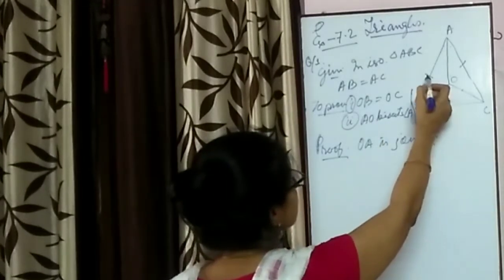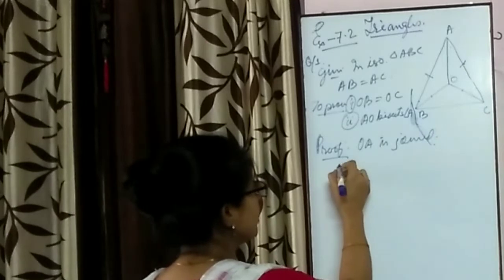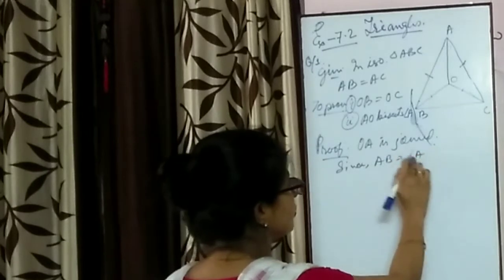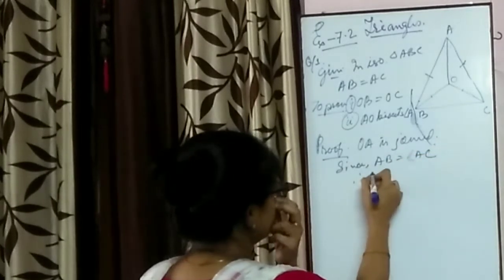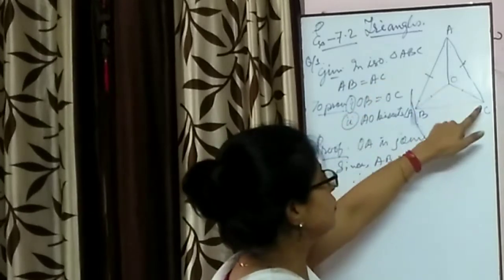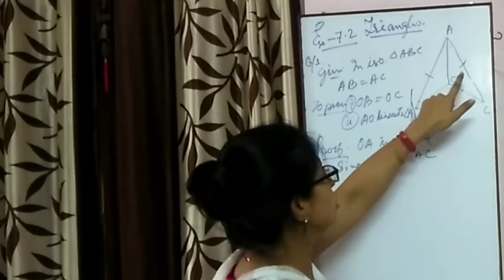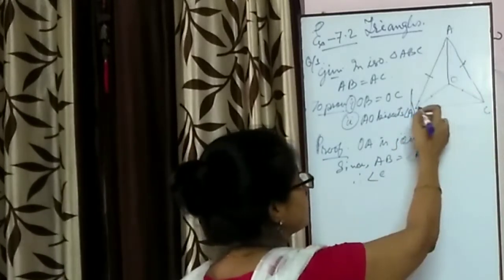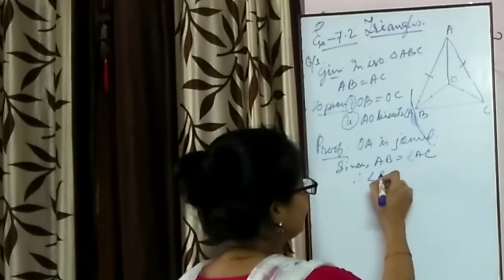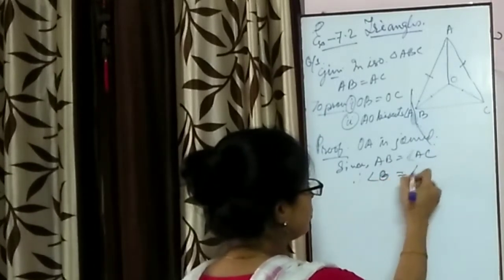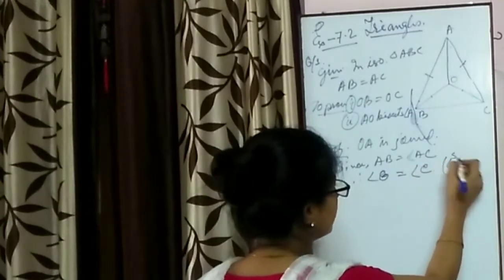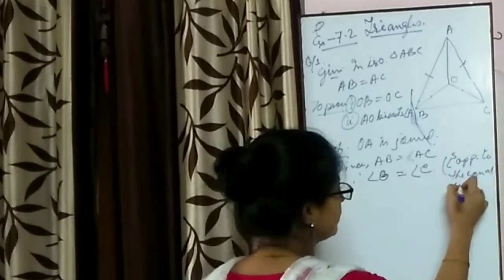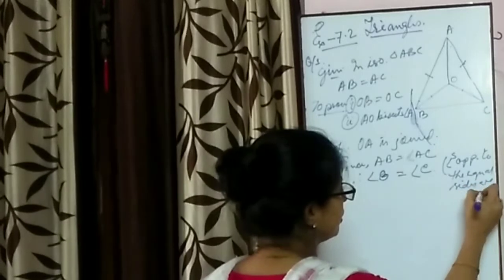Earlier we have, since AB is equal to AC, therefore by the proof the angles opposite to those sides are also equal. AB's opposite angle is C and AC's opposite angle is B. Angle C is equal to angle B, or we can say angle B is equal to angle C. Angles opposite to the equal sides are equal.